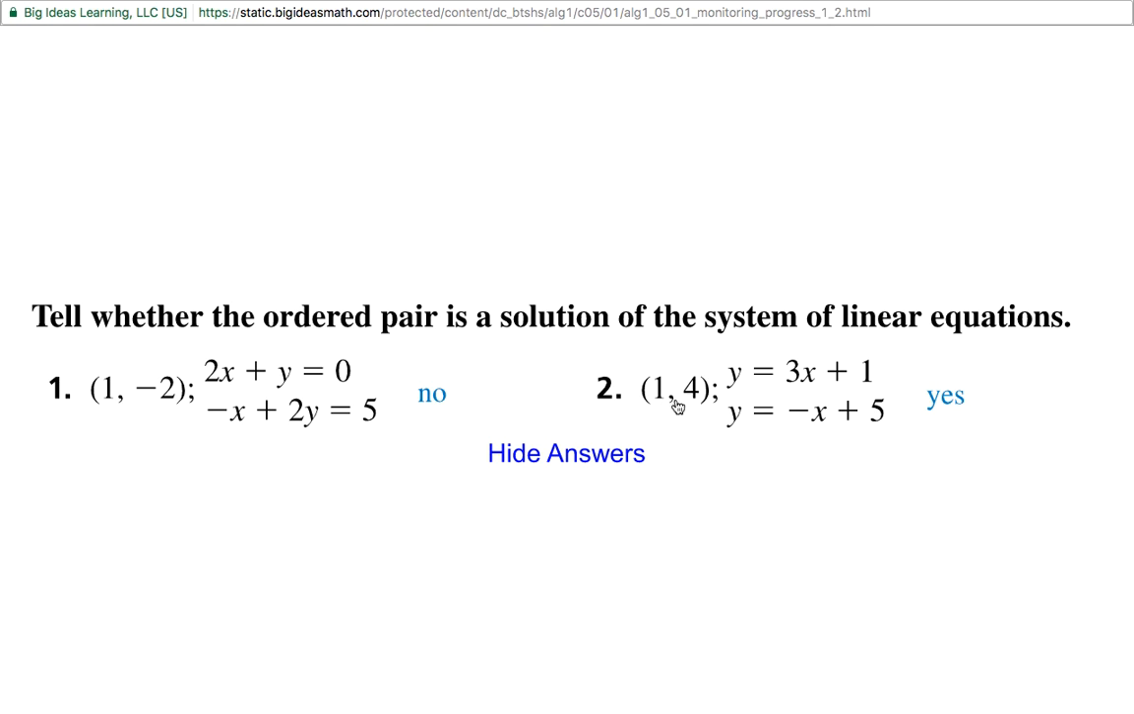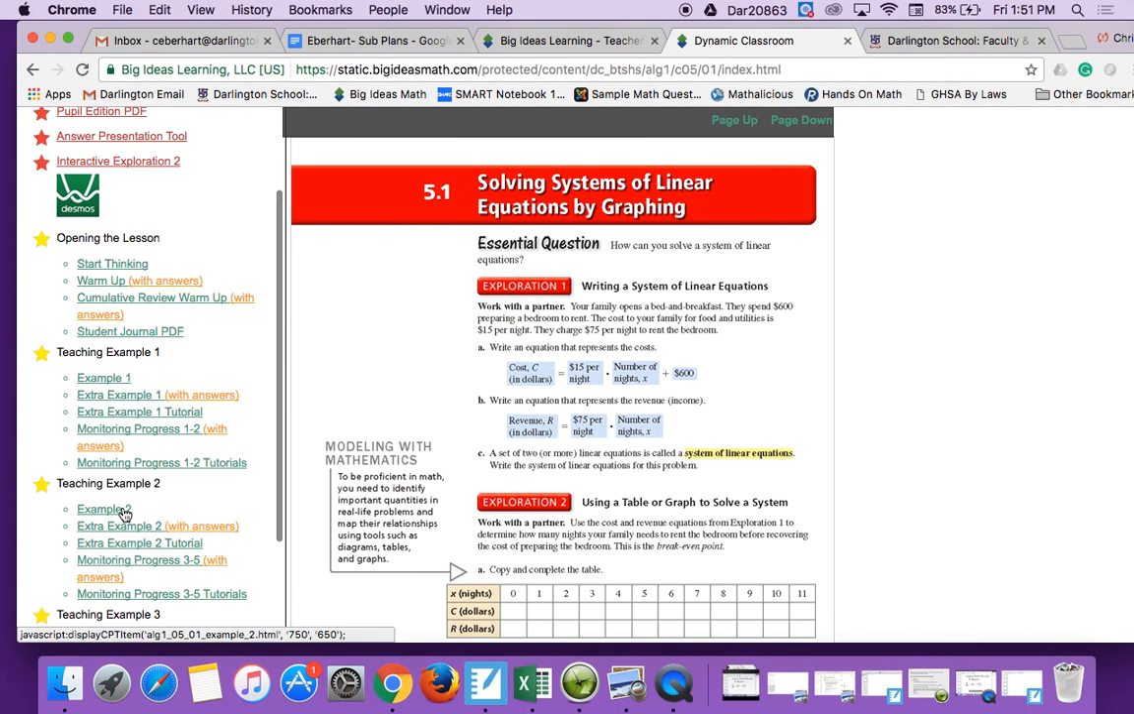Over here, when you plug these in, 1 and 4, plug in x equals 1 there. 3 times 1 is 3, plus 1 more is 4, which matches up. And then down here, plug in 1 for x. Negative 1 plus 5 is 4, so 4 is equal to this 4, so it's correct. All right, last one.